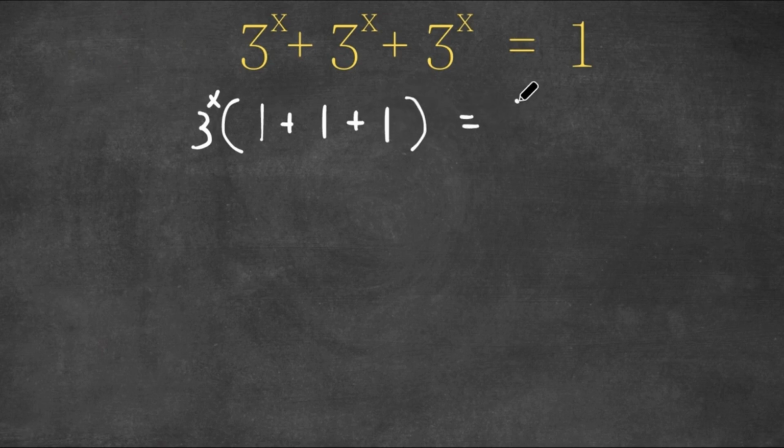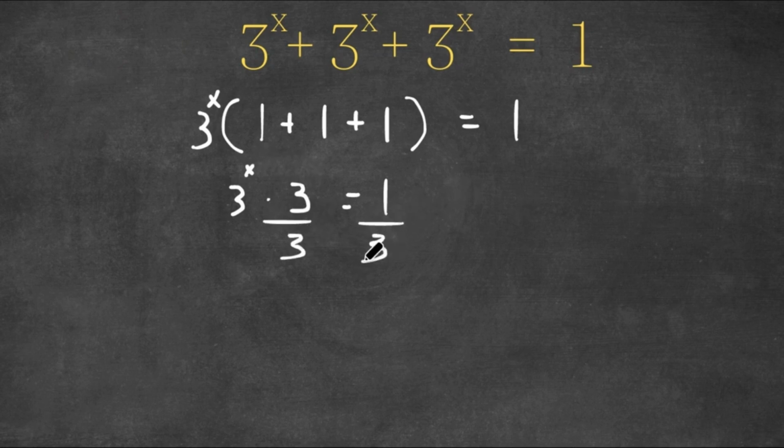So equal to 1. Now let's solve what's in the parentheses. We have 1 plus 1 plus 1, and that's 3. So now we have 3 to the power of x times 3 is equal to 1. Now I want to isolate x, so I'm going to divide both sides by 3. So now we have 3 to the power of x is equal to 1 over 3.